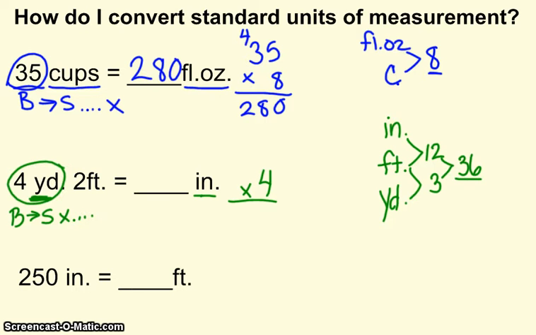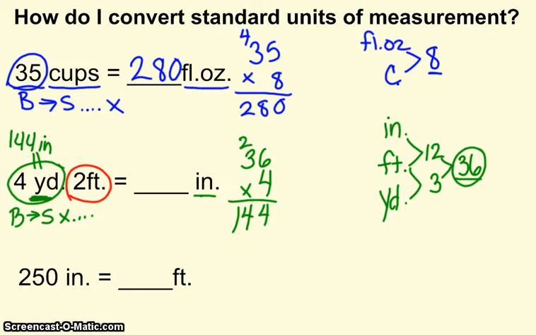I have 4 yards. So I'm going to multiply the 36 inches it takes to make 1 yard times the 4 yards that I actually have. 4 times 6 is 24. 4 times 3 is 12, plus 2 more is 14. Now I just discovered that 4 yards is the equivalent of 144 inches. That's not my answer though, because check it out. I still have 2 feet to deal with.